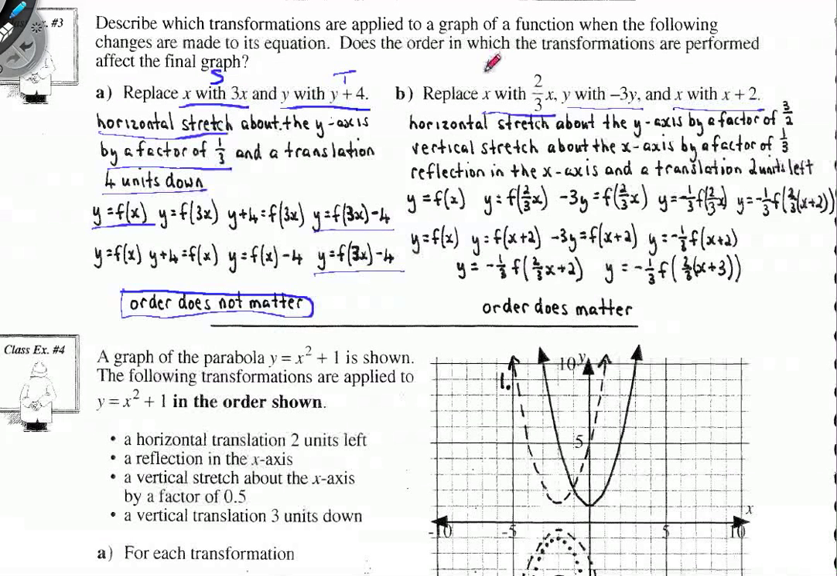This was again just going to be a horizontal stretch. This is a reflection in the y-axis, so this is a reflection. Sorry, a reflection in the x-axis. And then this is a movement to the left by 2. So translation left by 2.